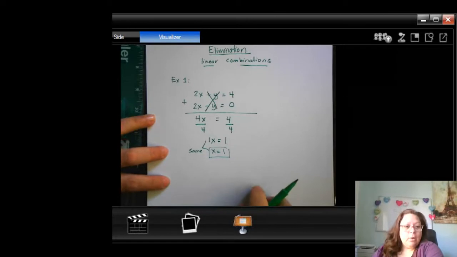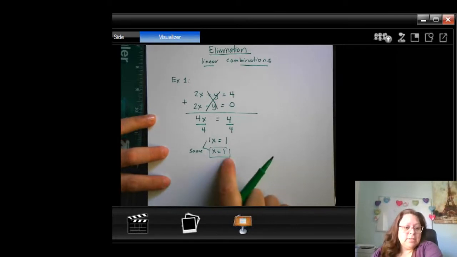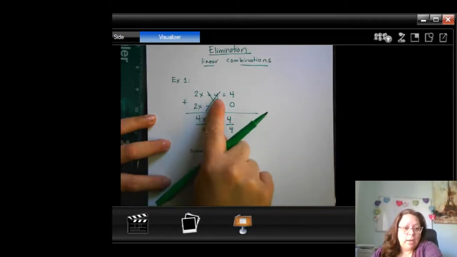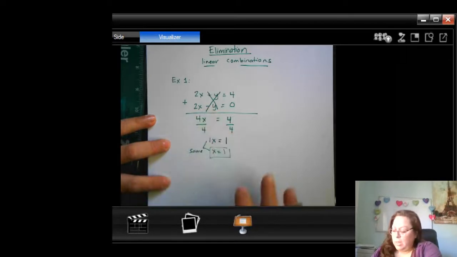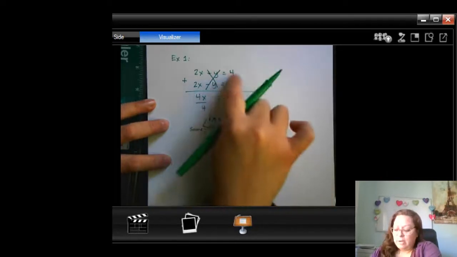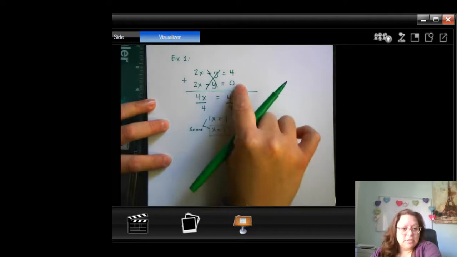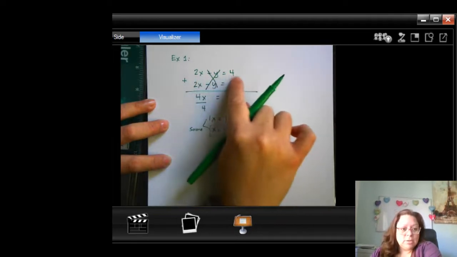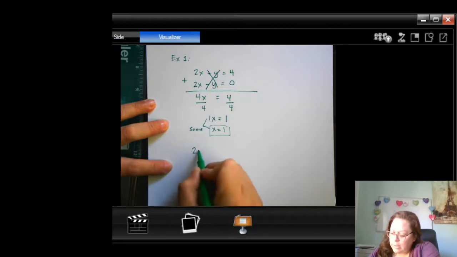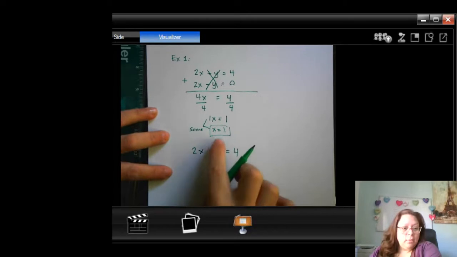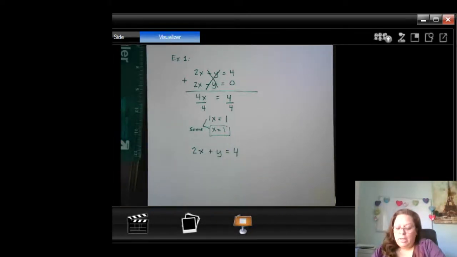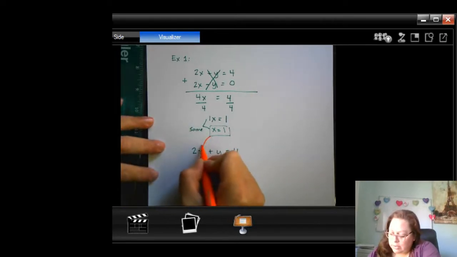Now, with a system, please note that you have two variables. You have x and y. So far, we've only found x. So the next thing we need to do is find y. We'll pick whichever equation you want, either top or bottom, it doesn't really matter. I'm going to use the top one for now. So I'm going to write the top equation here. And then what you're going to do with this x equals 1 is substitute it, or plug it in, to this equation.